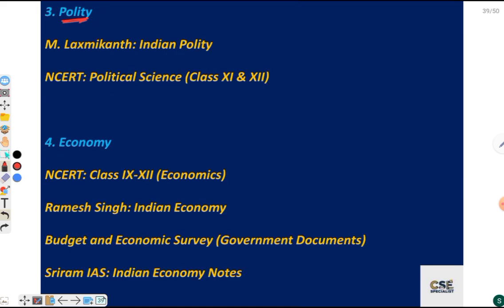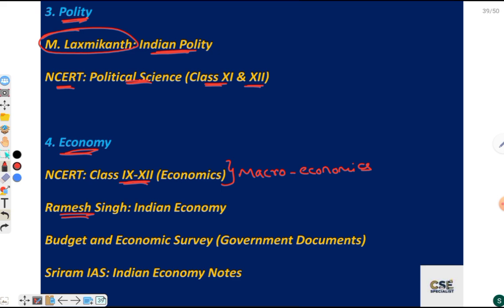Next, coming to polity, Indian polity is covered through M. Laxmikanth and NCERT political science, especially class 11th and 12th. Economy: NCERT class 11th and 12th, especially cover macroeconomics, not microeconomics. Other sources to read include Ramesh Singh's Indian Economy, the Budget and the Economic Survey. These are government documents and you have to read them.